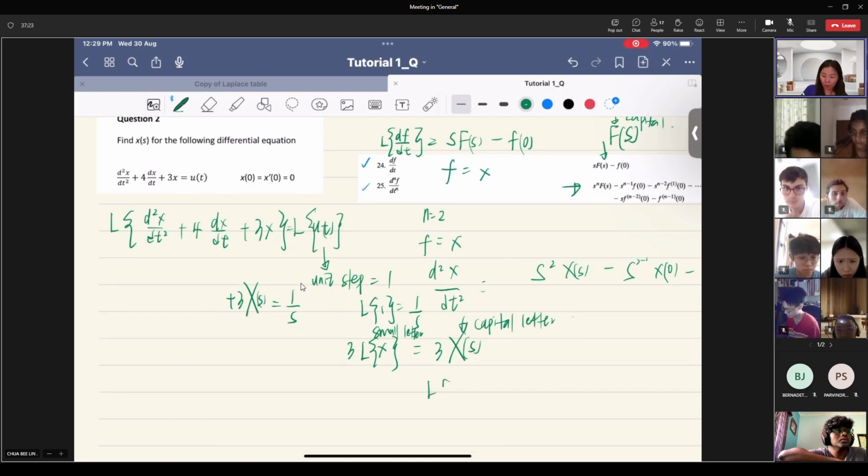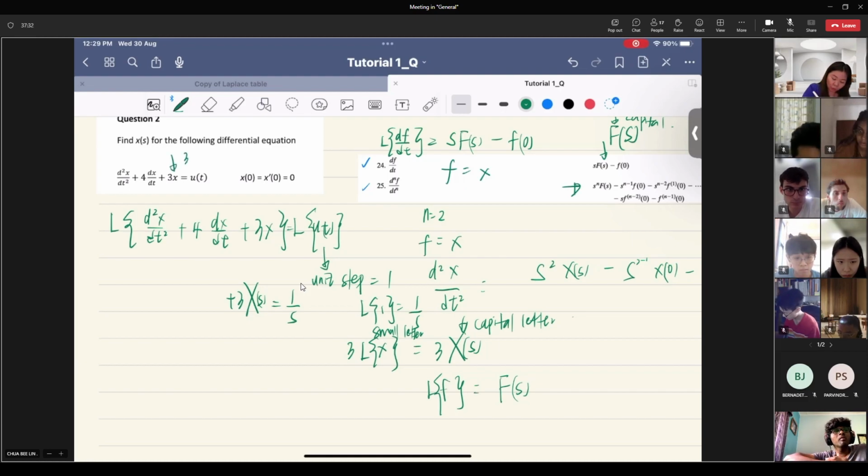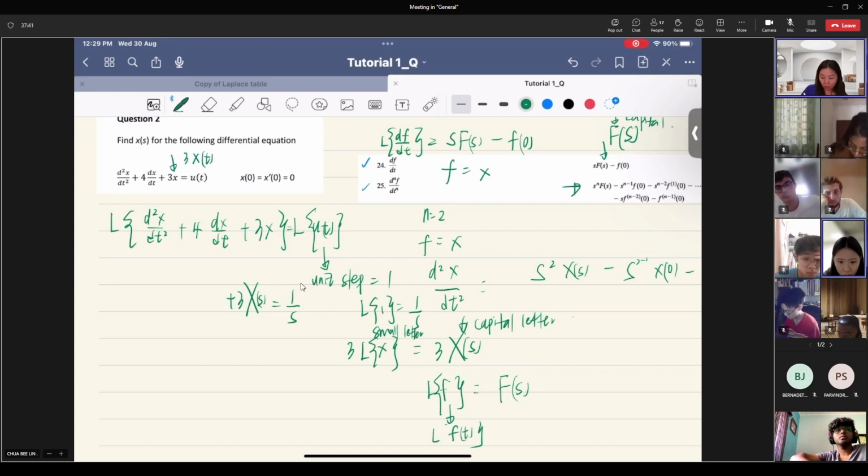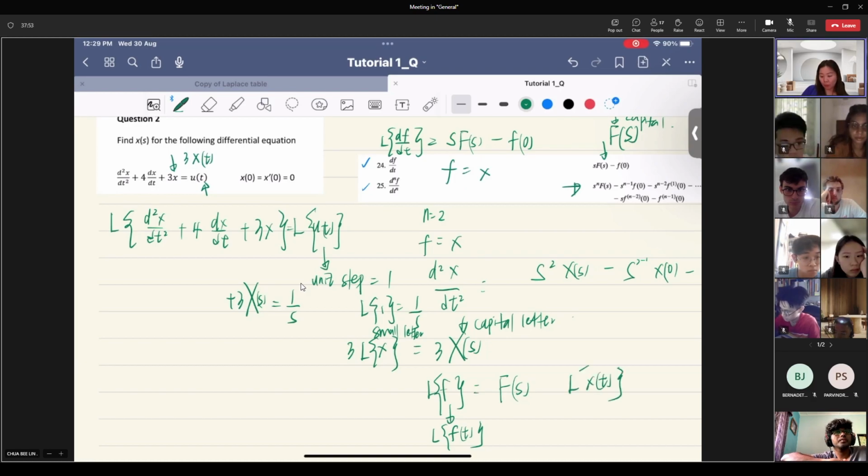Just like you Laplace your f, you will get the answer F(s). So understood, this one is actually 3x(t). Just like they give you this one, it means t, because the whole equation is in t response. So Laplace of x is actually a function of t. After that, you will get this.